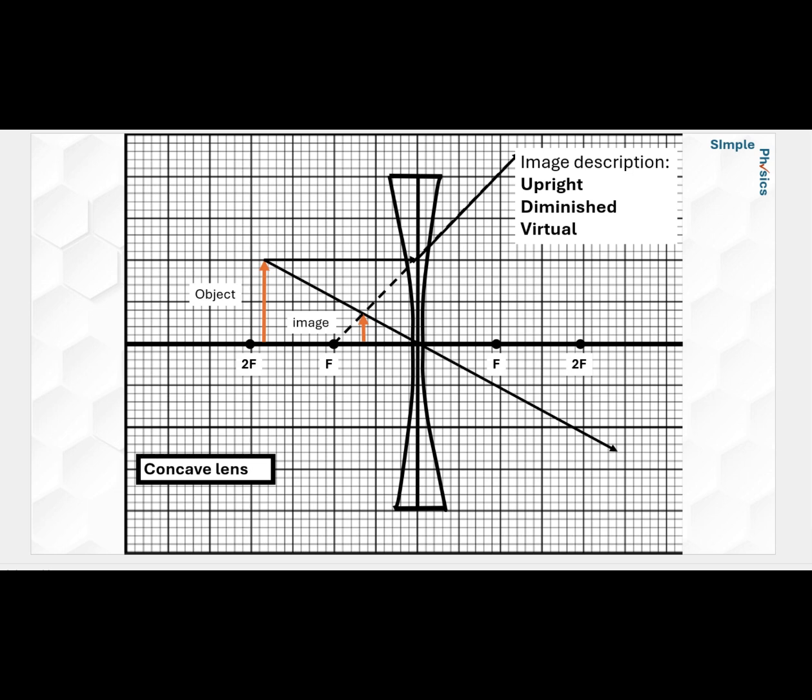So if you look at the arrow for the image, it's upright, it's virtual because it's on the same side, and you can't see it. So the dotted lines are virtual lines, the bold lines are clearly the ones you can see or observe, and it's diminished, it's tiny. Okay, I don't know what another word for that is.